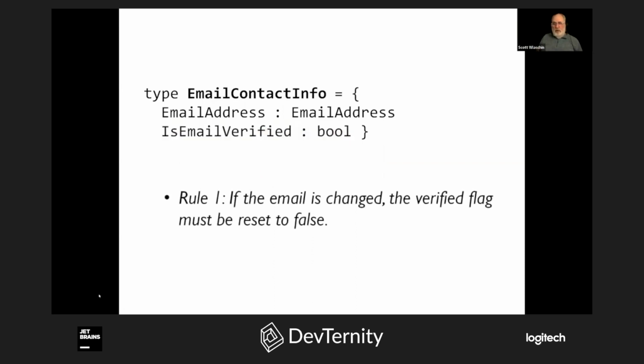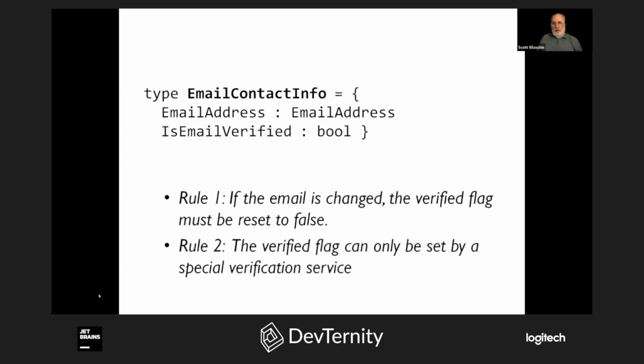Okay, so the rule is if you change the email to an unverified address, you have to set it to false. And also, if you want to set it to true, it has to be verified. It has to have gone through the verification service in order to be verified. That's very important. We don't want to just set it to true because you might have a security risk, like if I send password resets or something. So how do we force these rules to happen? Because right now, anyone can set it to true, and that would be a bug.